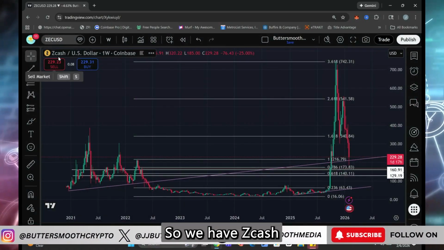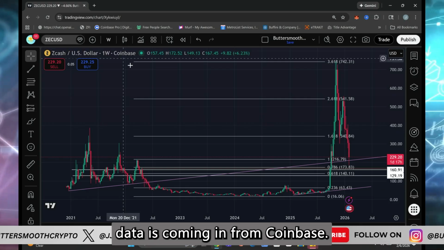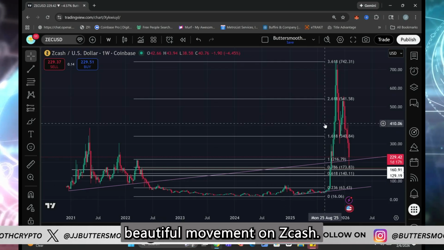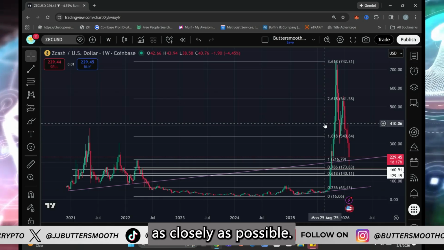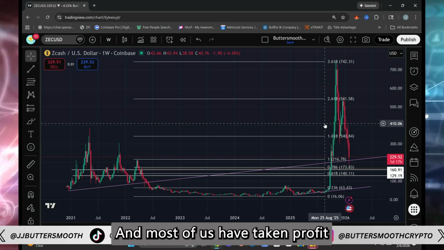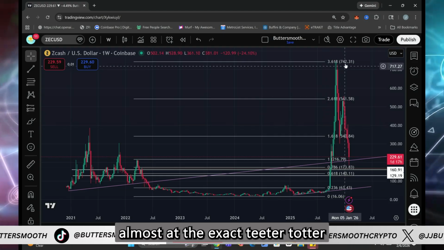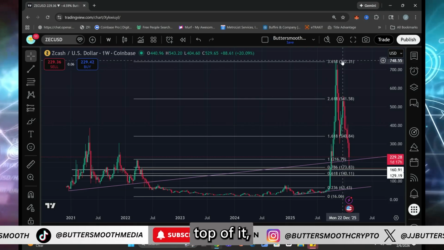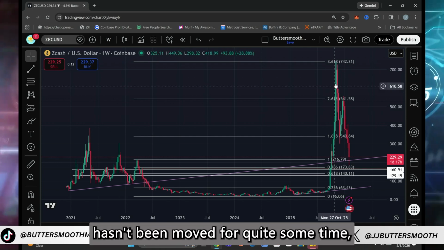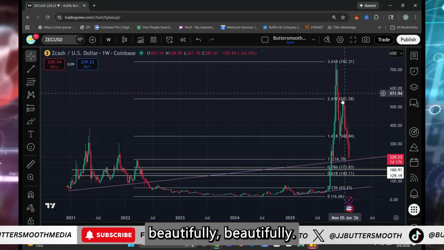All right, so we have Zcash paired with the US dollar, weekly time frame. Data's coming in from Coinbase. Forgive the messy chart, but we've had beautiful movement on Zcash. We've been tracking this as closely as possible, and most of us have taken profit almost at the exact teeter-totter top of it. That Fibonacci hasn't been moved for quite some time, and it has come through beautifully.